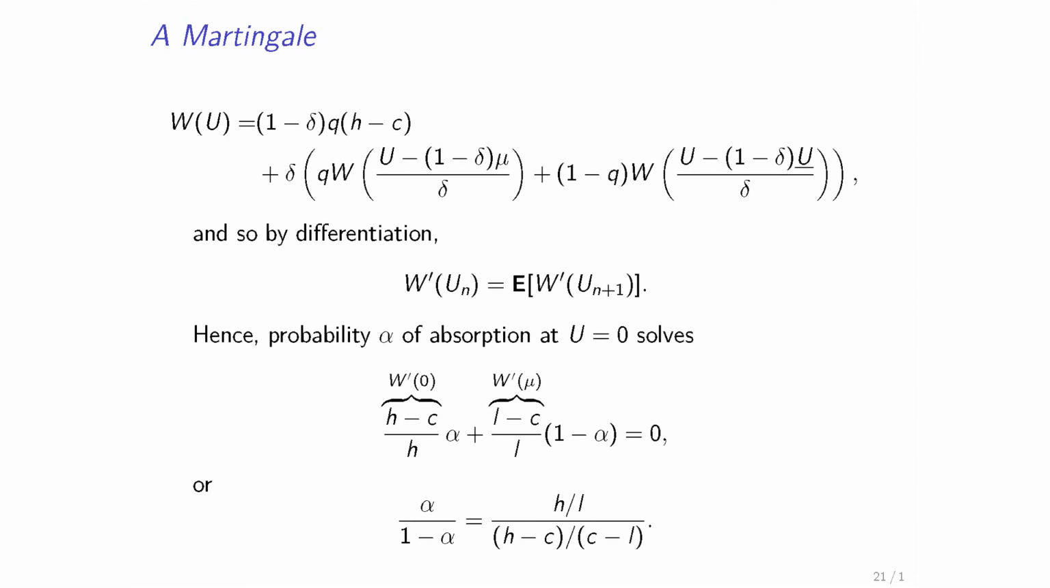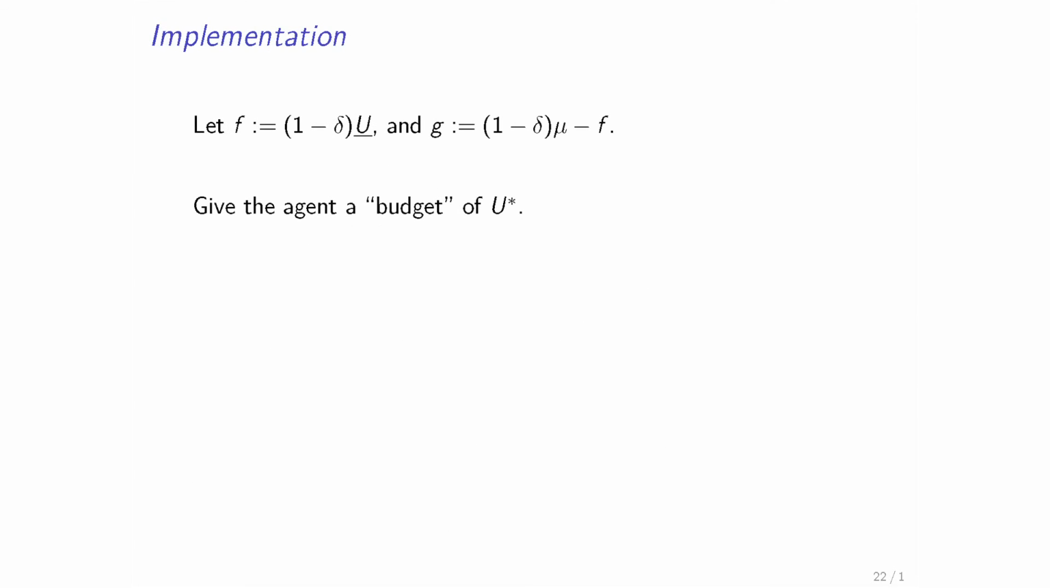Now, to implement it, you can see that this is not a token mechanism because the agent's report not only affects whether he gets the unit today or not, it also affects how many units on average he will get. And we will implement this using a budget mechanism. So we define f, which is equal to 1 minus delta multiplied by our lower bound of promised utility. And g is equal to 1 minus delta multiplied by the expected payoff if the agent gets this unit today, minus f.